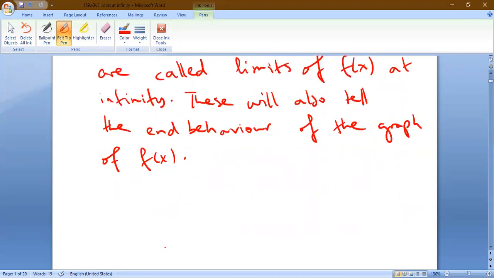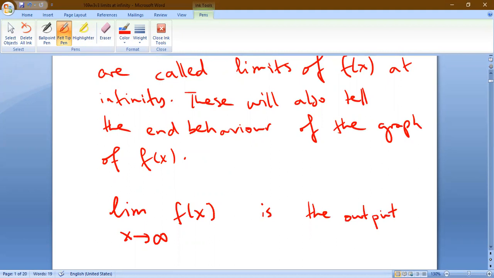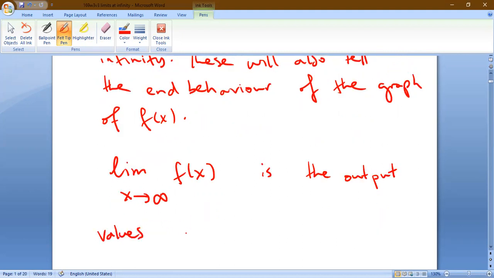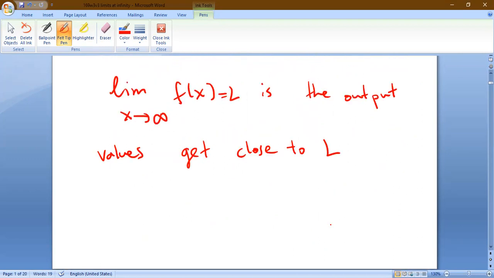let's start by first writing this. The limit as x goes to infinity of f is L, meaning the output values of f get close to L. L can be infinity as well. We will come to that too. L doesn't have to be finite here, but we will see with examples. The values get close to L if x gets arbitrarily positively large.